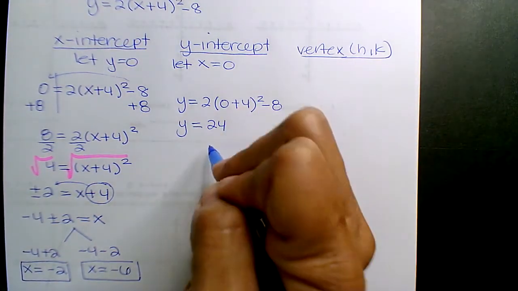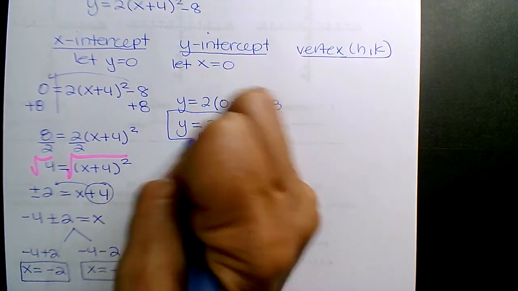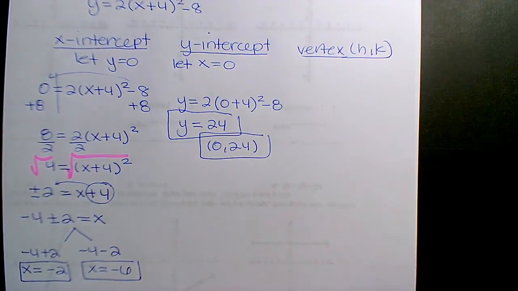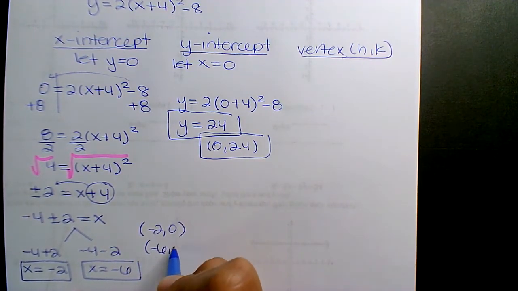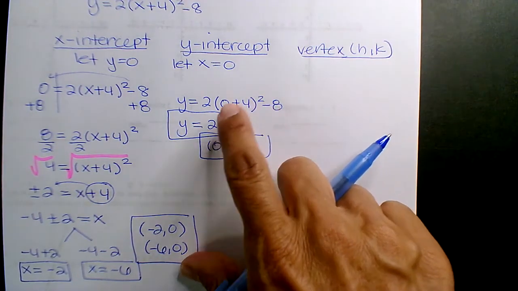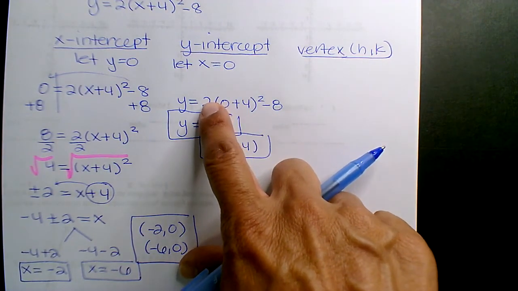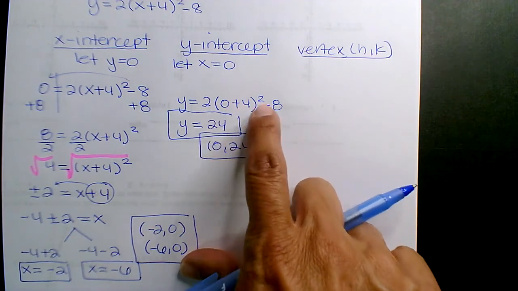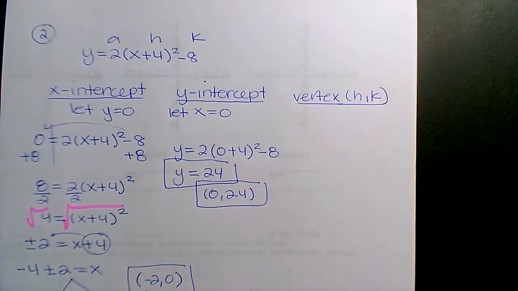So my y-intercept then is 0, 24. That's what the point would be. Here the points would be negative 2, 0 and negative 6, 0. That's what it means if you were to plot the point. And by the way, you would first go 4 squared, 16. 16 times 2 is 32. 32 minus 8 is your 24. Okay, what is the vertex?